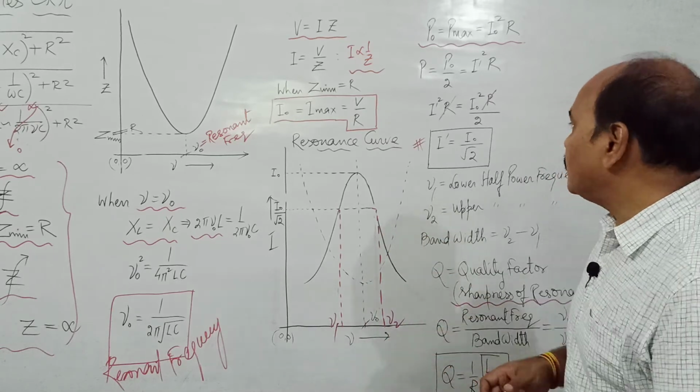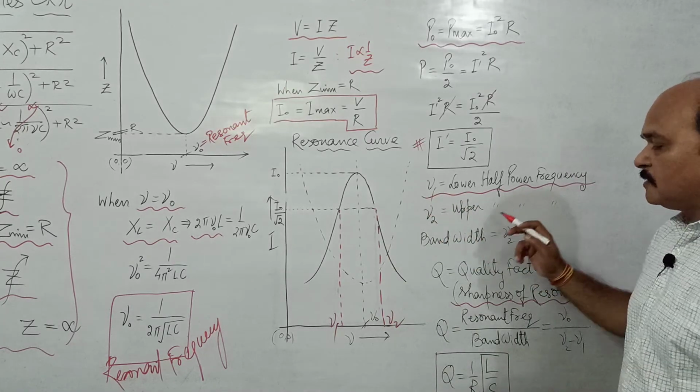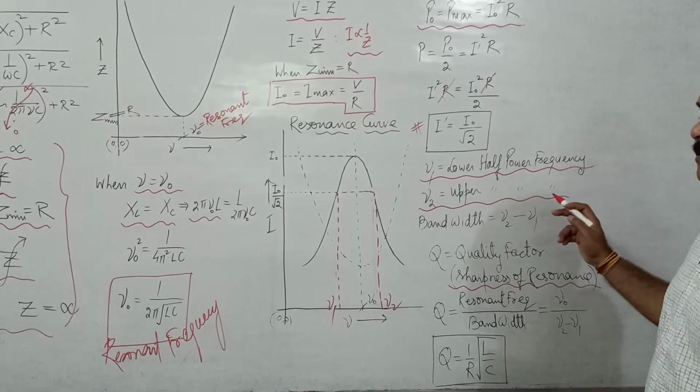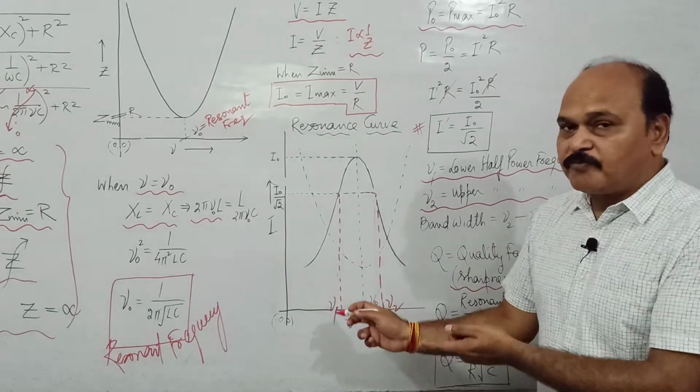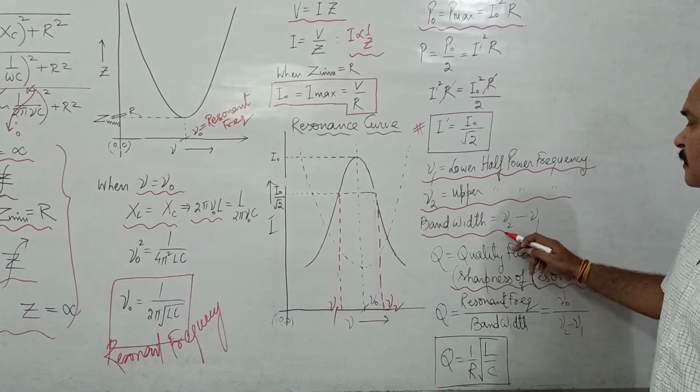This nu 1 is called the lower half power frequency, and this nu 2 is called the upper half power frequency. And the difference of these two frequencies, nu 2 minus nu 1, is what is called bandwidth.